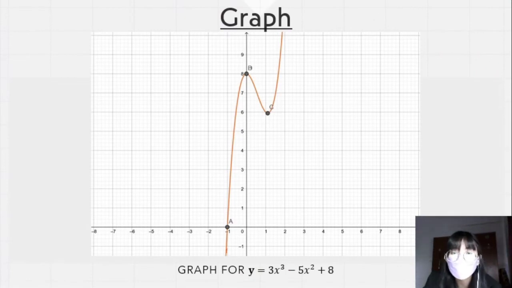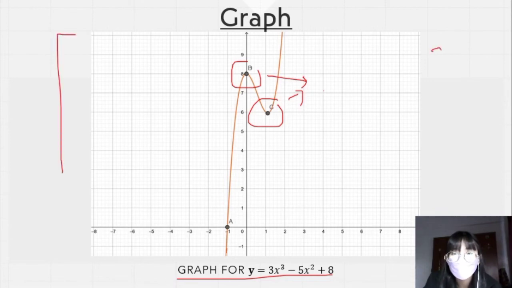And these are the graphs that we need. Both of these are the points that we found just now. So this is the graph for y equals 3x cubed minus 5x squared plus 8. So done, question number 1.